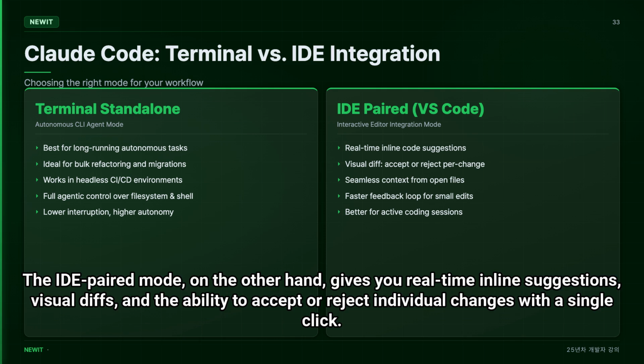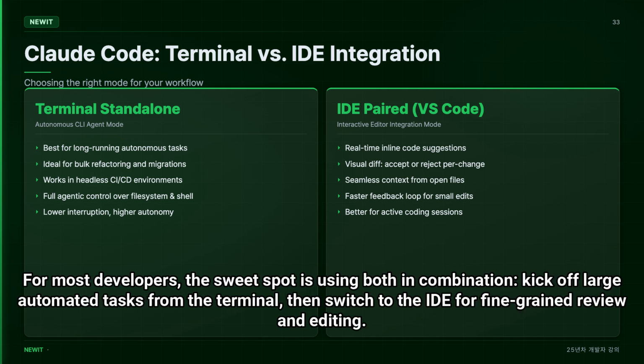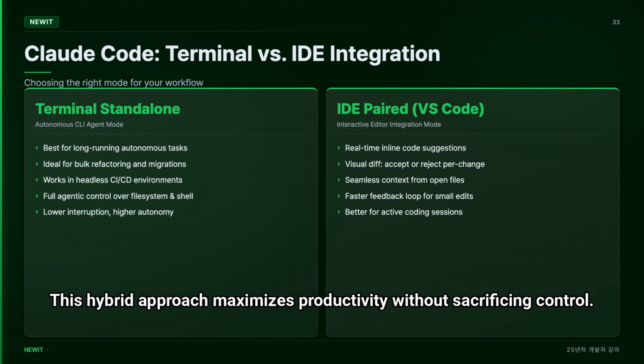The IDE paired mode, on the other hand, gives you real-time inline suggestions, visual diffs, and the ability to accept or reject individual changes with a single click. For most developers, the sweet spot is using both in combination. Kick off large automated tasks from the terminal, then switch to the IDE for fine-grained review and editing. This hybrid maximizes productivity without sacrificing control.